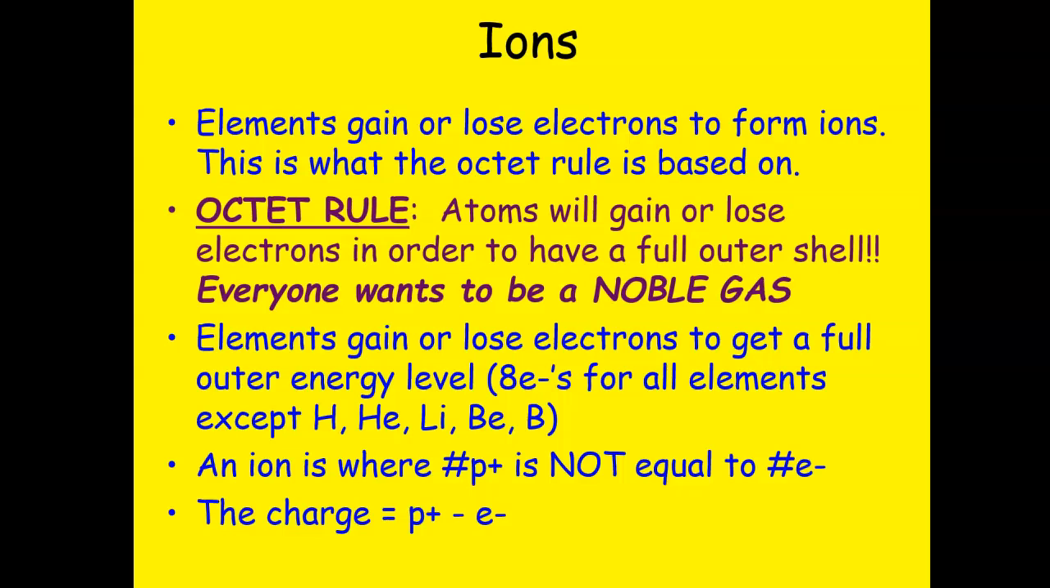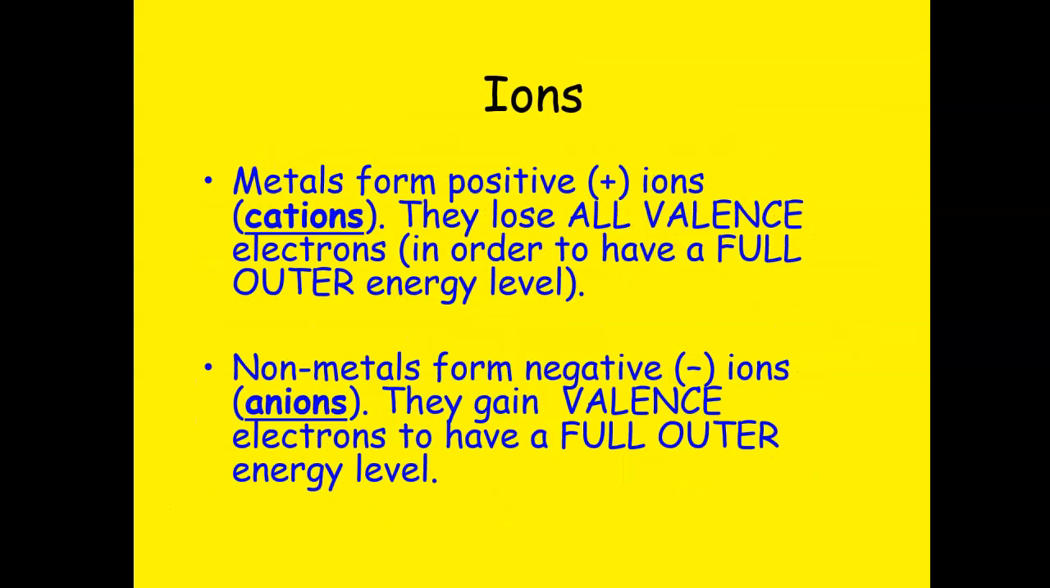So remember, ions are where the number of protons is not equal to the number of electrons. The way that you get your charge is taking the number of positive protons minus the number of negative electrons. Okay, there are two different types of ions: cations, which are positive, and then anions, which are negative.